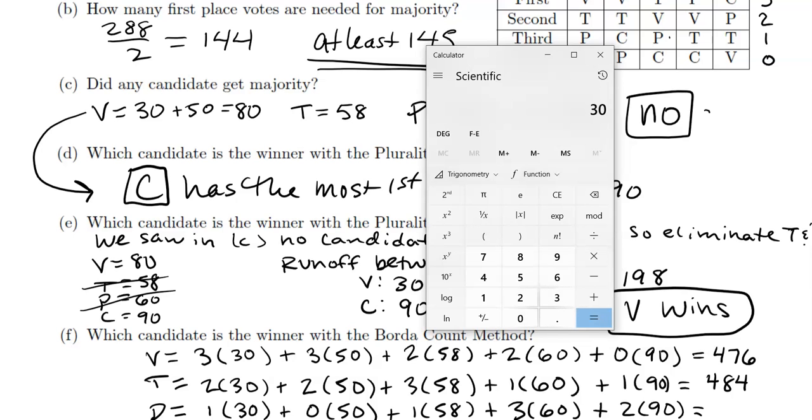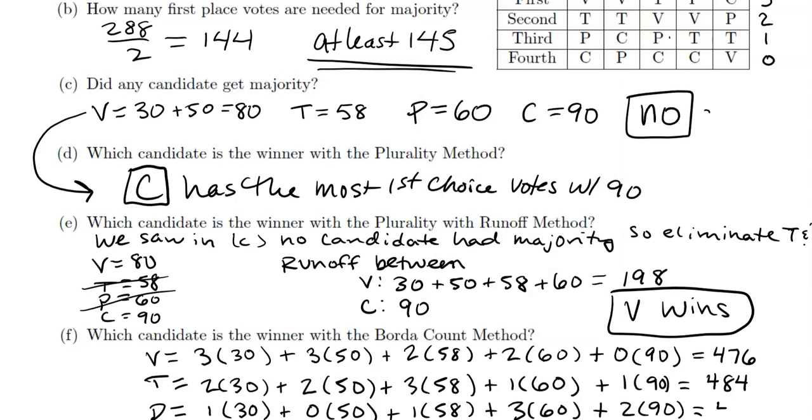So 1 times 30, we got 30. 0 times 50 is just 0, and then 1 times 58, so plus 58, plus 3 times 90, plus 2 times, or sorry, what did I do? 3 times 60 is what I meant to do. Let's see if I can clear it or not. Well, we'll just start again. 30 and 58, and then 3 times 60. Let's not make the same mistake again. And then 2 times 90 is 448.